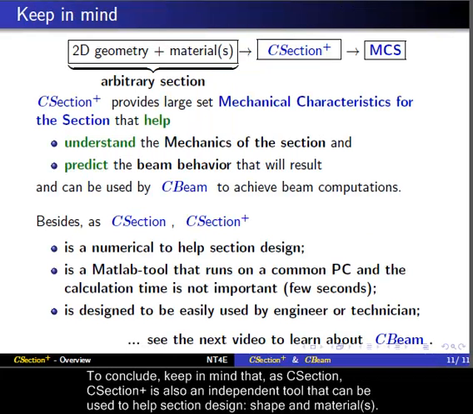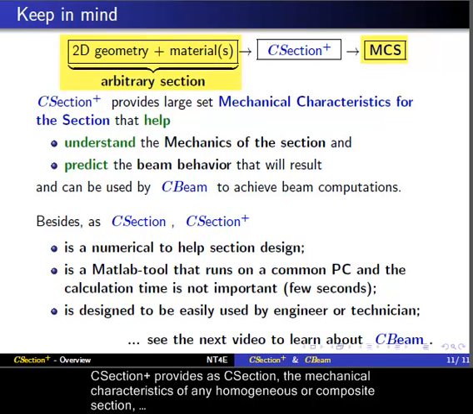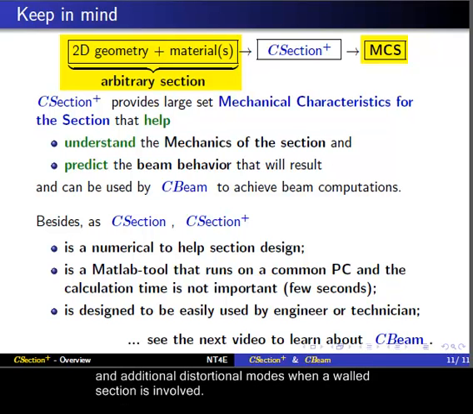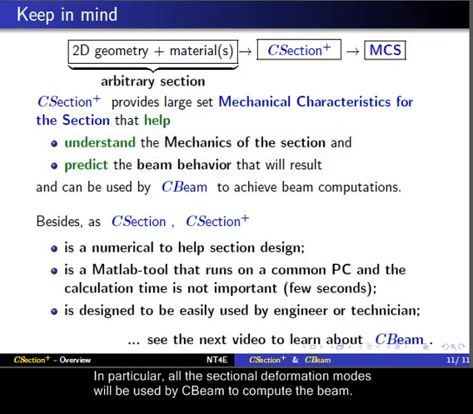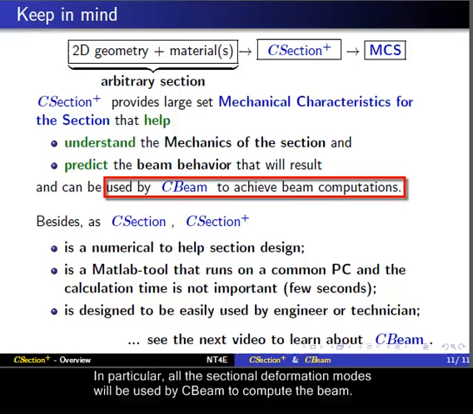To conclude, keep in mind that CSection Plus is also an independent tool that can be used to help section design, shape and material. CSection Plus provides, as CSection, the mechanical characteristics of any homogeneous or composite section and additional distortional modes when a thin-walled section is involved. All these characteristics constitute a set of information on the section mechanics and the beam behavior that will result. In particular, all the sectional deformation modes will be used by CBeam to compute the beam.